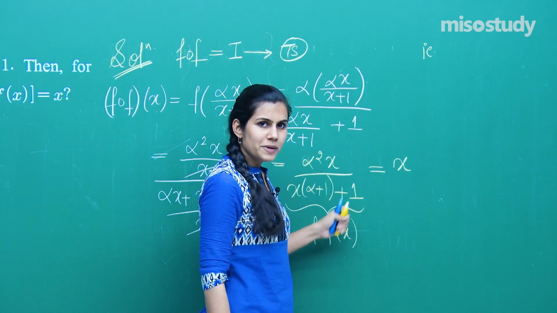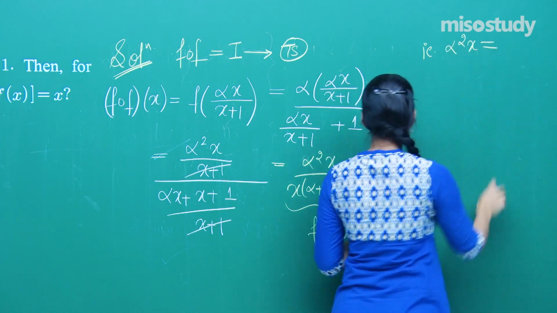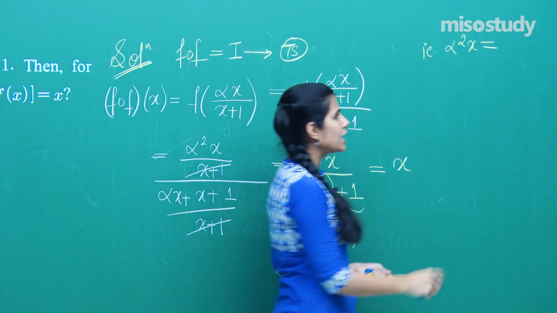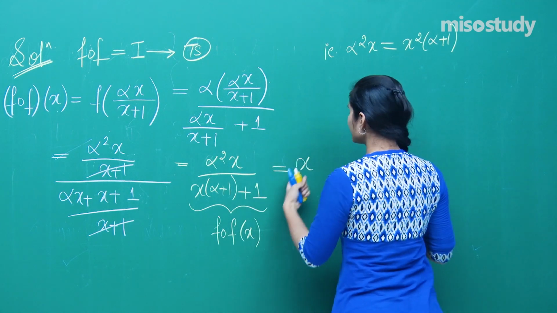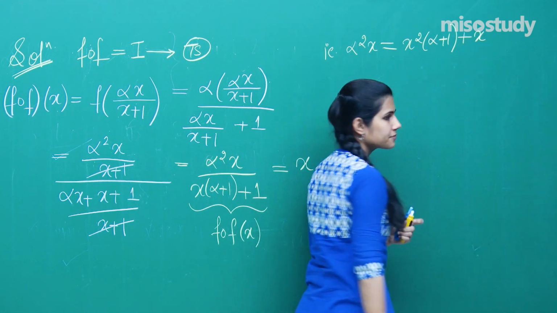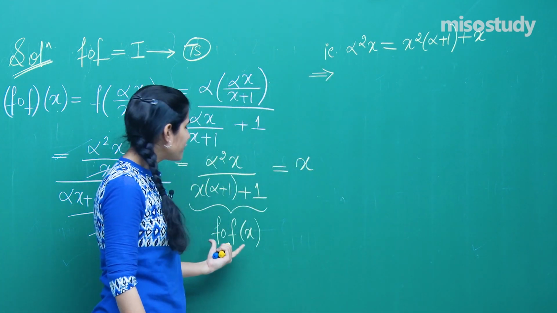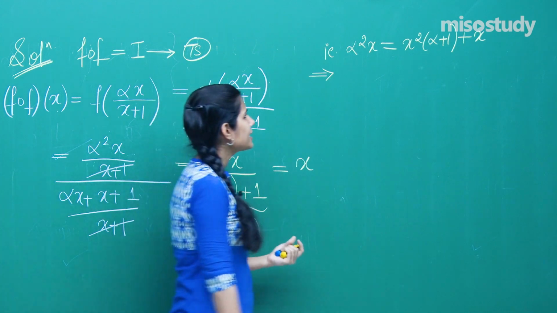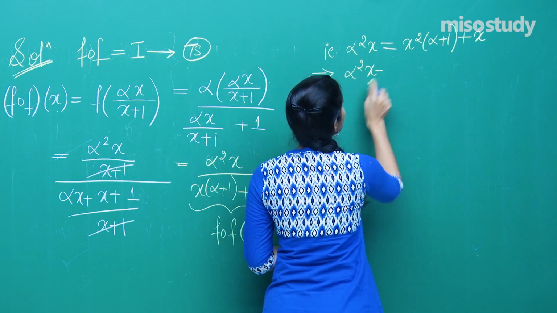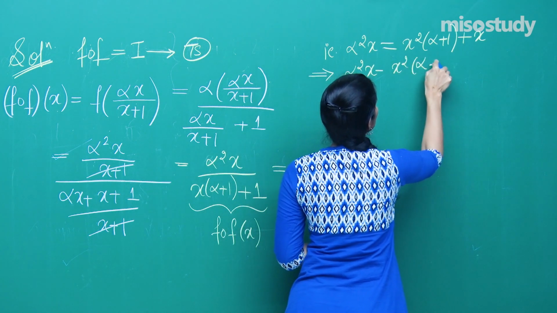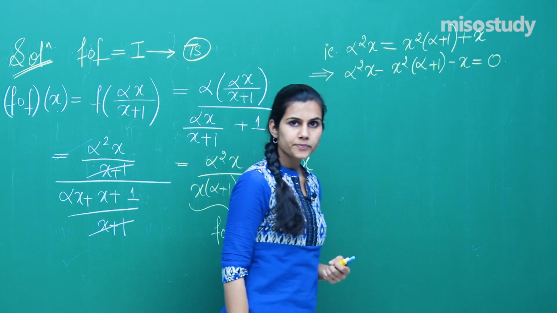This means just cross multiply, you get alpha square x on the left hand side equals x square times alpha plus 1 plus x. That's it. That means for FOF of x to be equal to x, this equation should be satisfied. That means alpha square x minus x square times alpha plus 1 minus x should be 0.